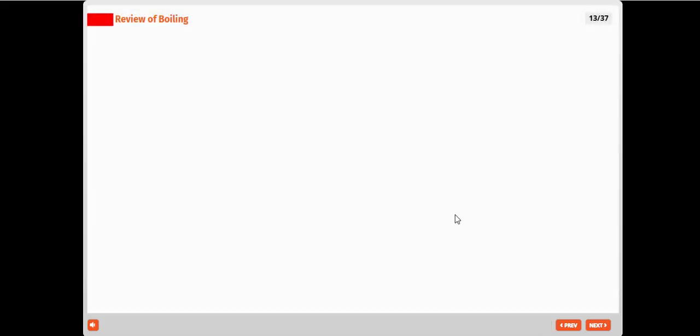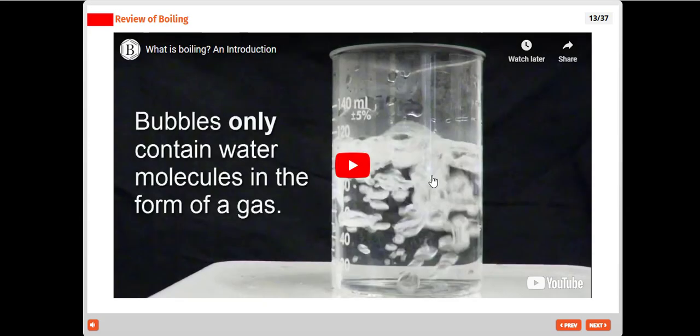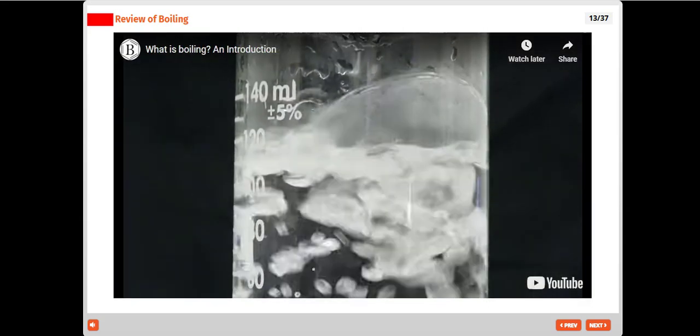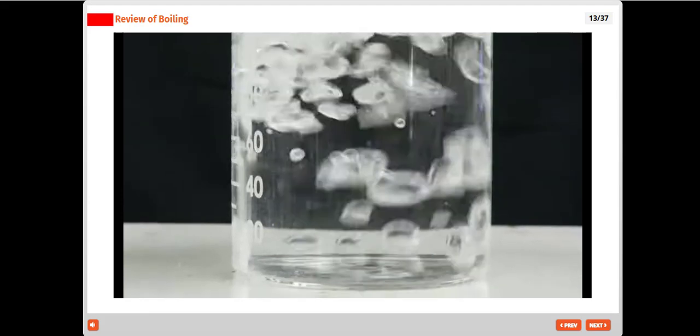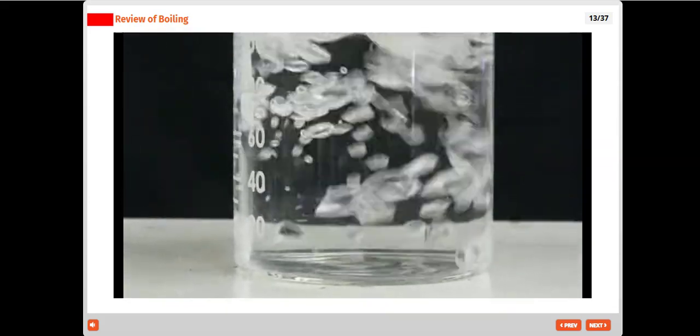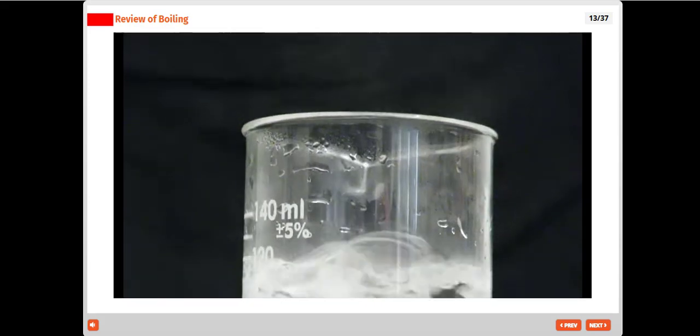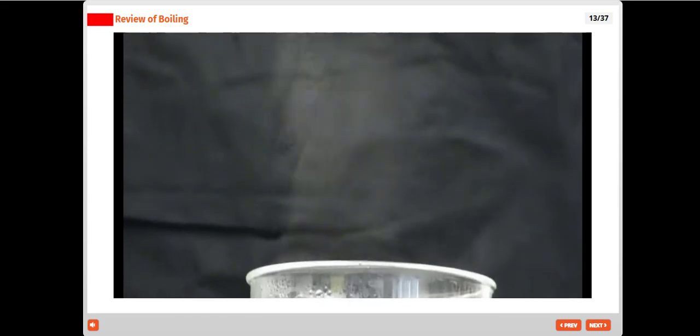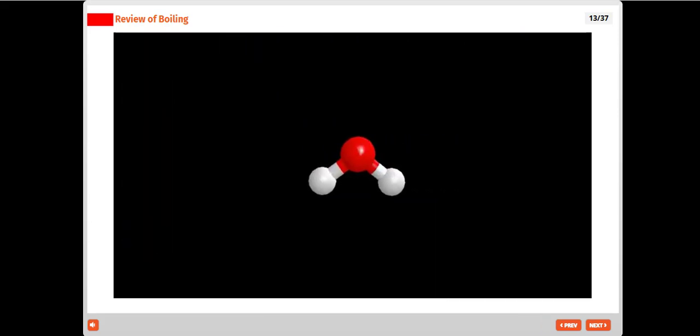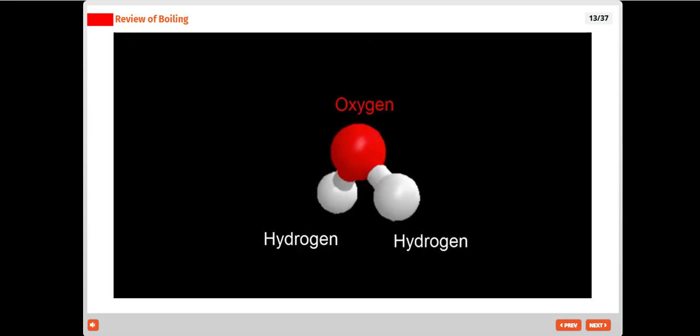So as we add heat to water, the water molecules begin moving faster, and some of them spread out and form a gas. We call that gas water vapor, and that's what's inside the bubbles you see. These bubbles rise to the surface, and this is what we call boiling. So we'll start with the water molecule. The red is oxygen, and the two white atoms are hydrogen. That's H2O. Water molecules are always moving.